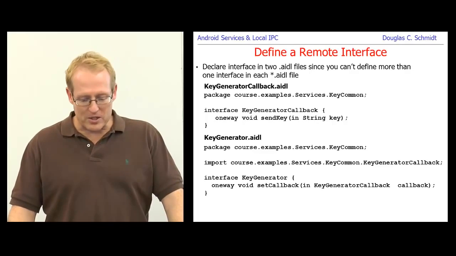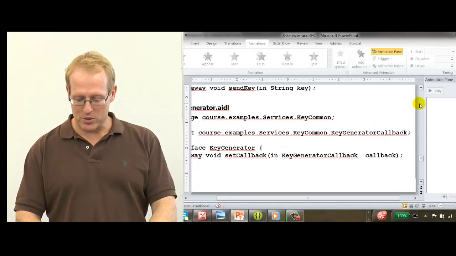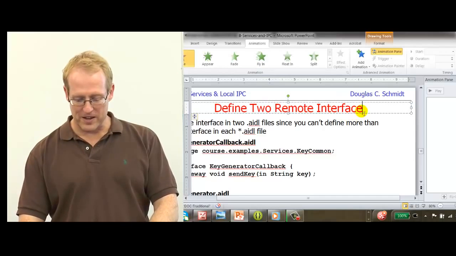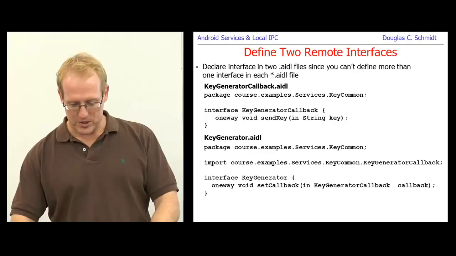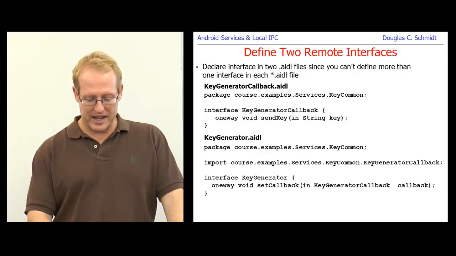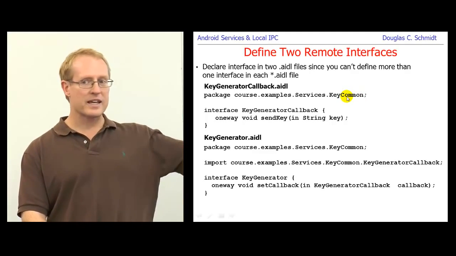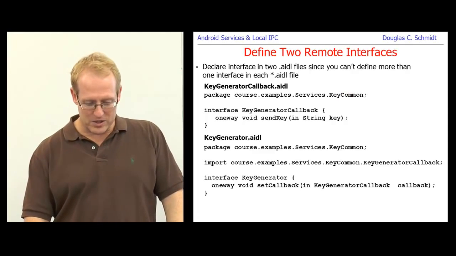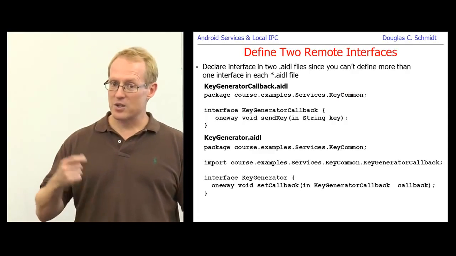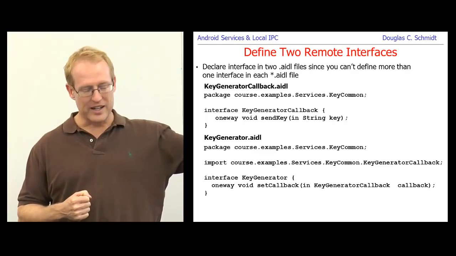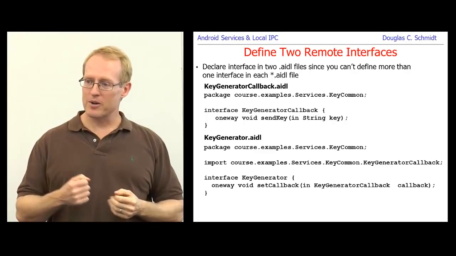All right, so let's start by talking about the way in which we're going to define the interfaces. So we actually define two remote interfaces. And as you can see here, we're going to have two of them. One of them is called key generator callback, and that guy is going to define a one-way method for sending a key from the service back to the activity. And the other one is called key generator, and that has a one-way method that takes a reference to a key generator callback as an in parameter.